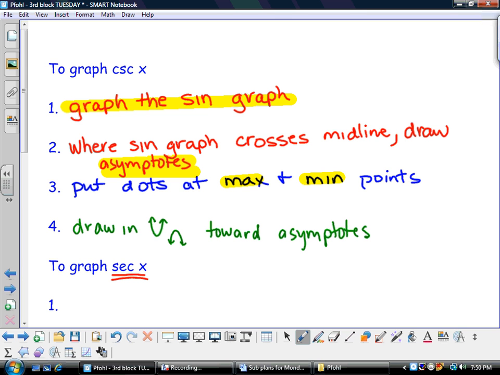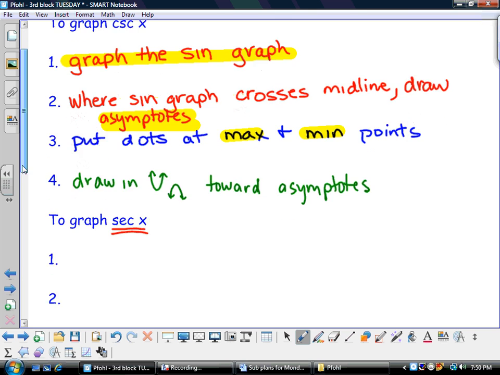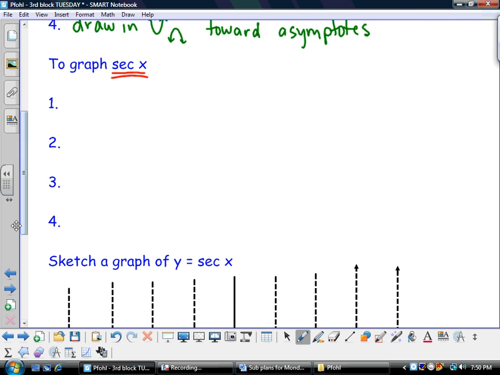The only thing I'm going to change is for a secant graph, that's the reciprocal of cosine. So if you want to draw a secant graph, start by drawing the related cosine graph. And then the next 3 steps are exactly the same as they were above.